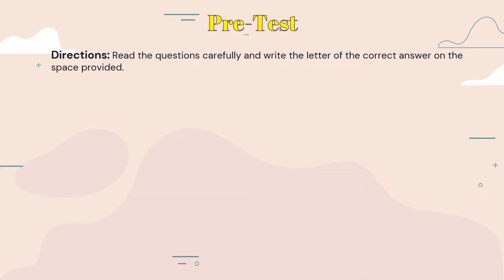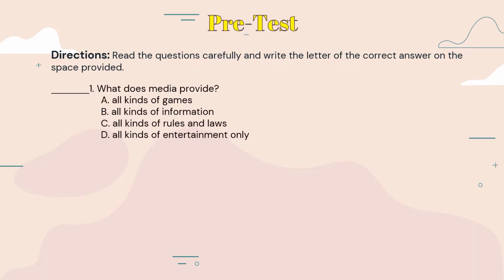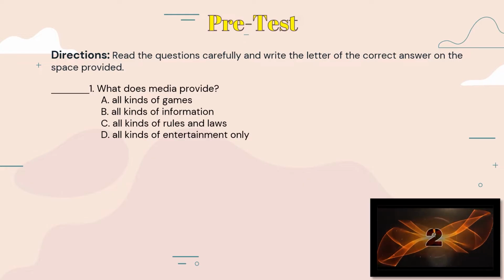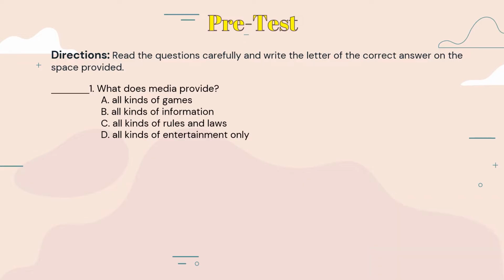Now let's do first the pretest. Directions. Read the questions carefully and write the letter of the correct answer on your answer sheet. Number 1, what does media provide? A, all kinds of games. B, all kinds of information. C, all kinds of rules and laws. Or D, all kinds of entertainment only. Okay, and the answer is the media provides all kinds of information.